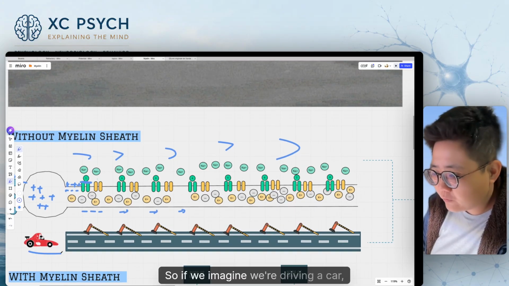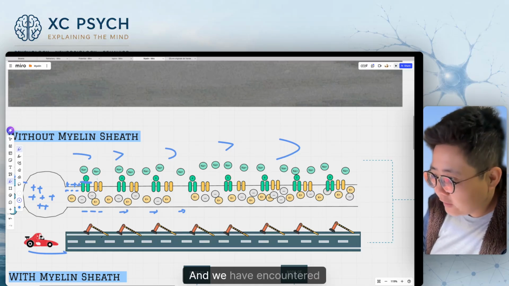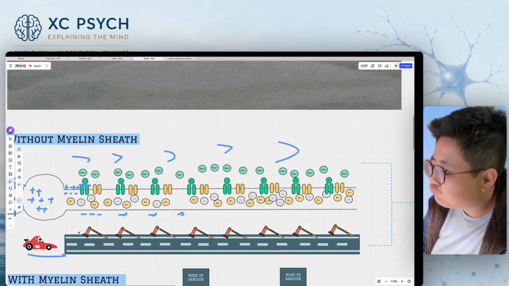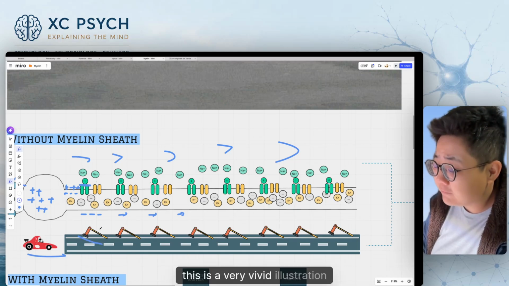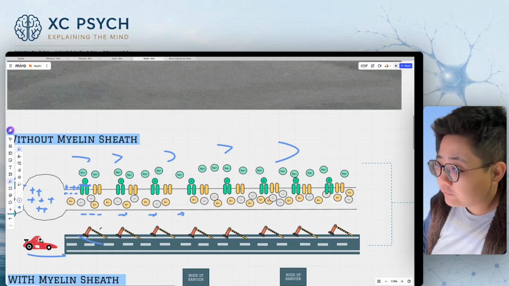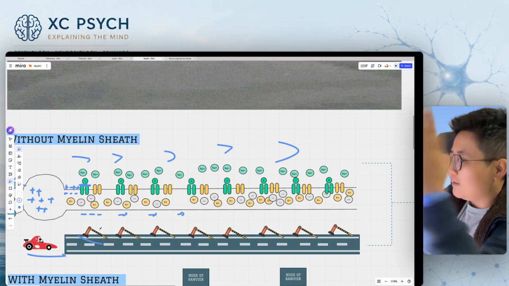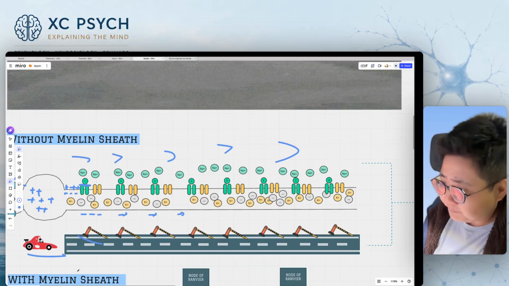So if we imagine we're driving a car, this is a very cool car, by the way, and we have encountered some road barriers or the gate. Actually, this is a very vivid illustration of how the voltage gate opens. It kind of just opens like this. We open the gate, boom. We close the gate, boom.